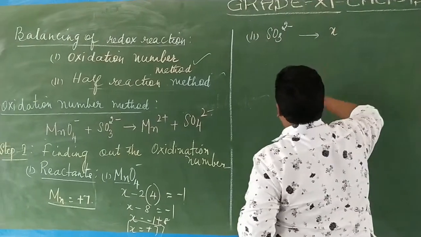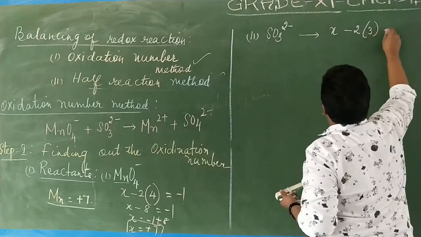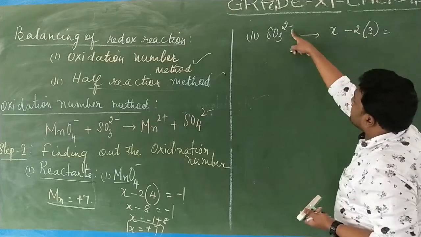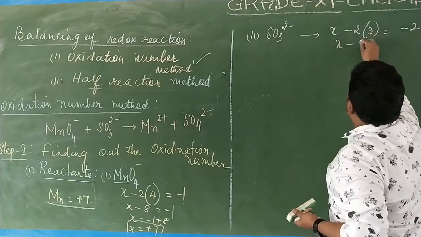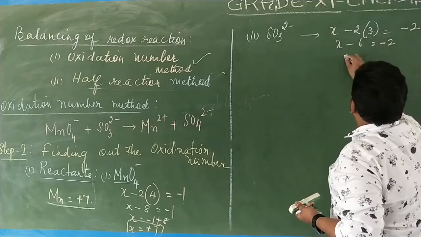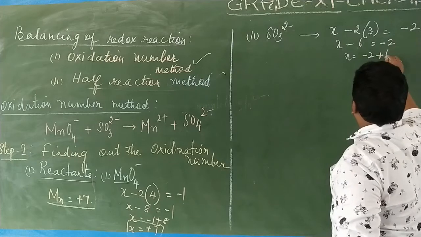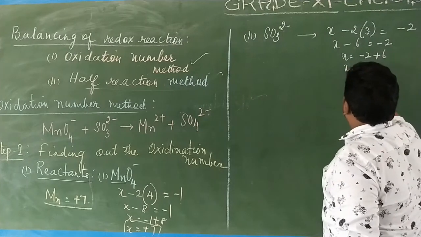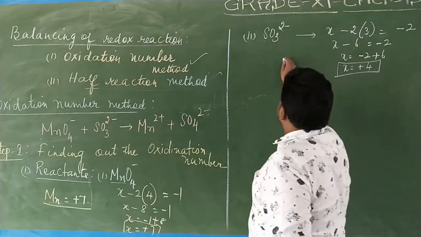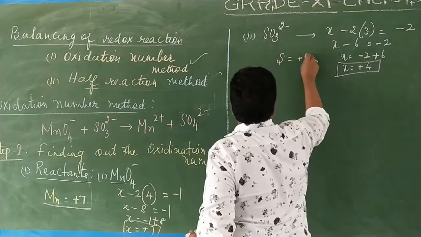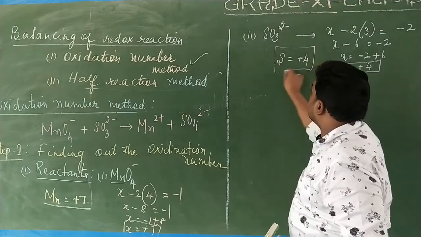So it becomes X - 2 for oxygen. It is -2 into 3, equal to the overall charge of the radical given, that is -2. So X - 6 is equal to -2. So X will be equal to +4. So for sulfur it is +4. Sulfur in SO3 2 minus, the oxidation state is +4.